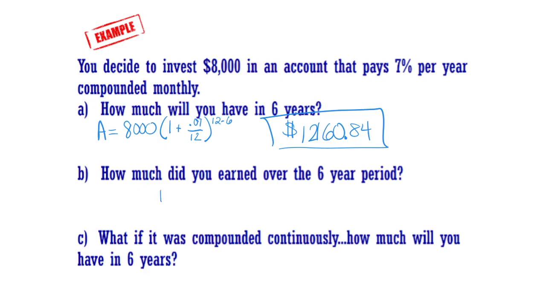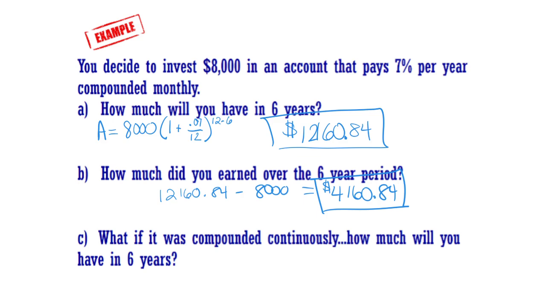Well, that's really the 12,160.84 minus the $8,000 that you put in. So that's just $4,160.84. That's what you earned in interest for the 6 years.